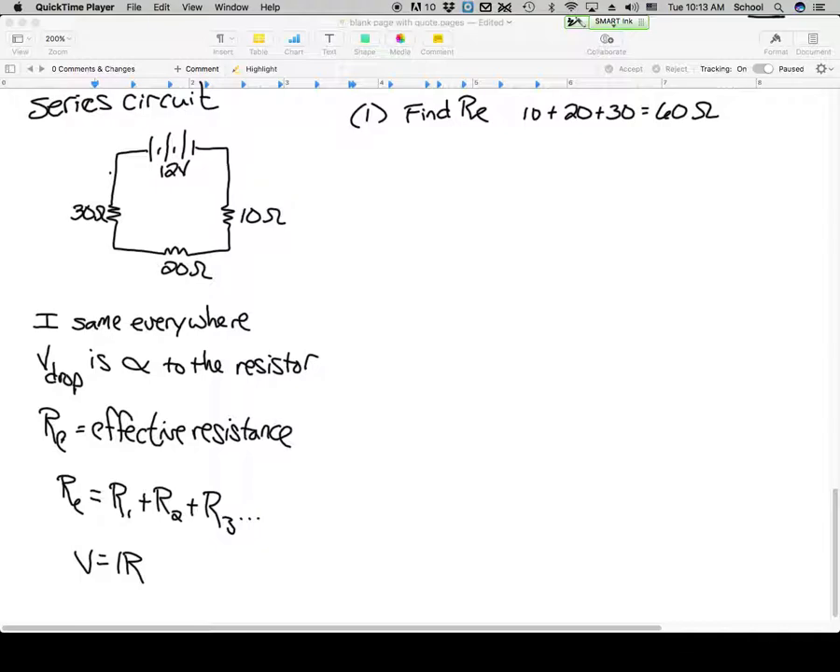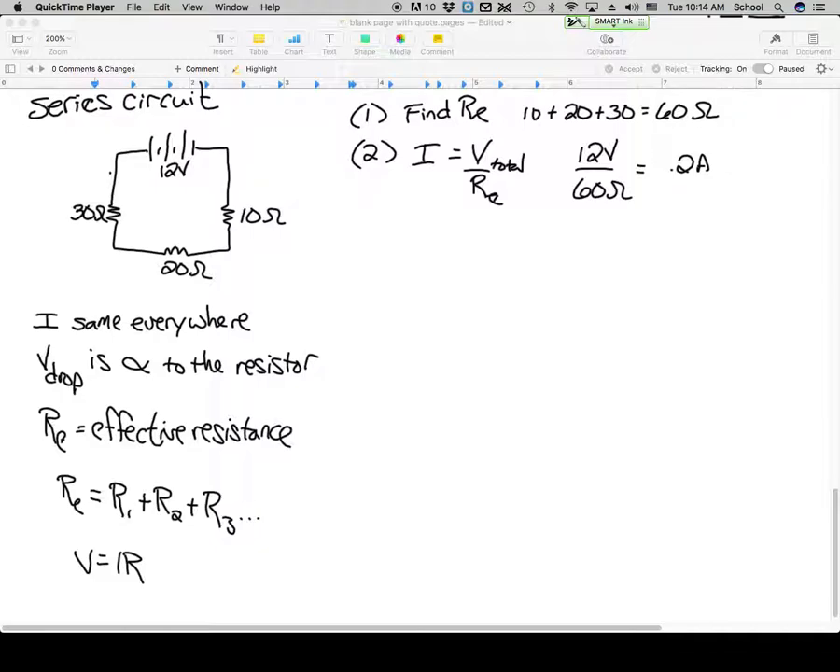Step two, we want to find our current, which will be the same everywhere. So if we want to find our current that's going to be the same everywhere, we're going to say the total current equals the total voltage over the total resistance. So our voltage here was 12 volts, and we divide by 60 ohms. That gives me 0.2 amps of current going through this circuit. Super duper easy.